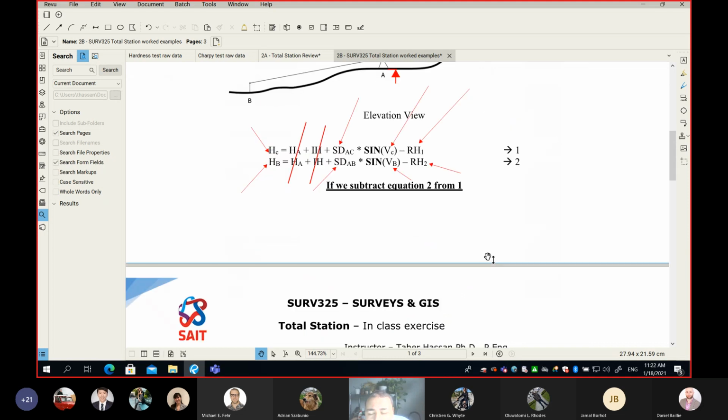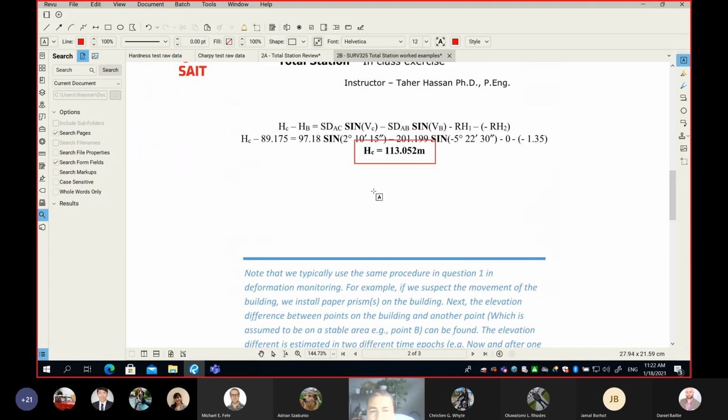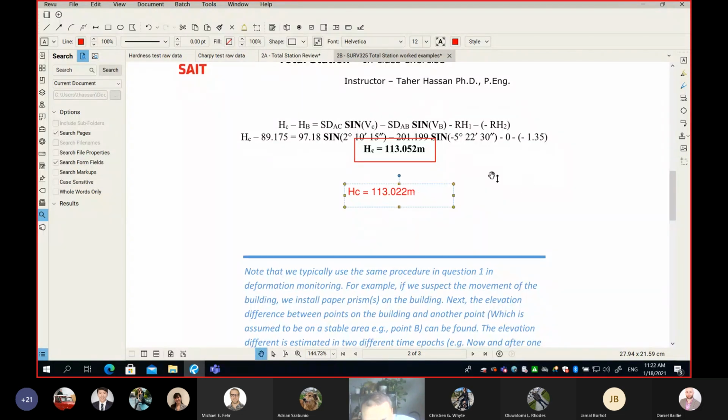I'm asking you, let's say the elevation of point C after 1 month is going to be h of point C equals 113.022 meters. I need somebody to tell me what is the deformation, how much this building settled within this 1 month.